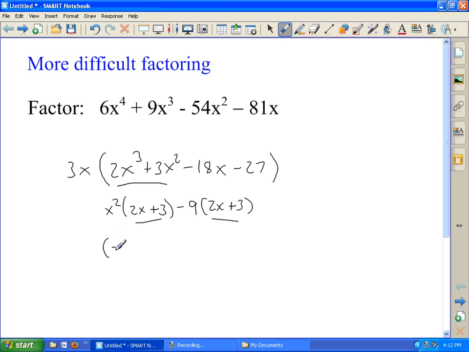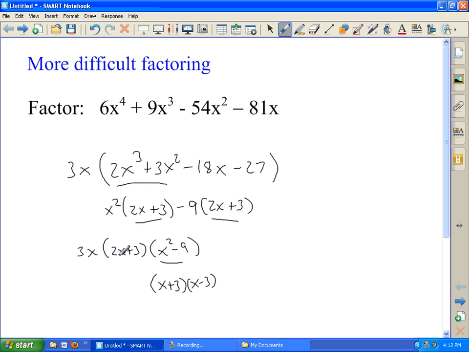That is one of your factors, 2x plus 3. Don't lose this 3x. That was also part of your factor. And then x squared minus 9 is left over. Once you get here, remember to look inside the parentheses and see if anything else can be factored. Hopefully you recognize that x squared minus 9 is a difference of perfect squares. So that can be factored into an x plus 3 times an x minus 3.